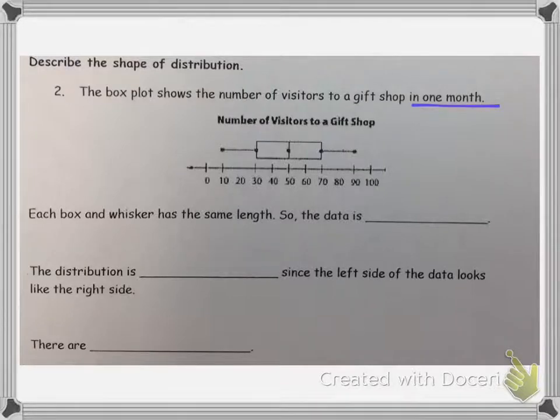Each box and whisker has the same length. So if they have the same length, one side looks the same as the other, then that means our vocabulary word is symmetrical. We're also going to say the data is evenly distributed. So you can provide either one of those sentences. Remember, these are practice sentences for you to form your own.